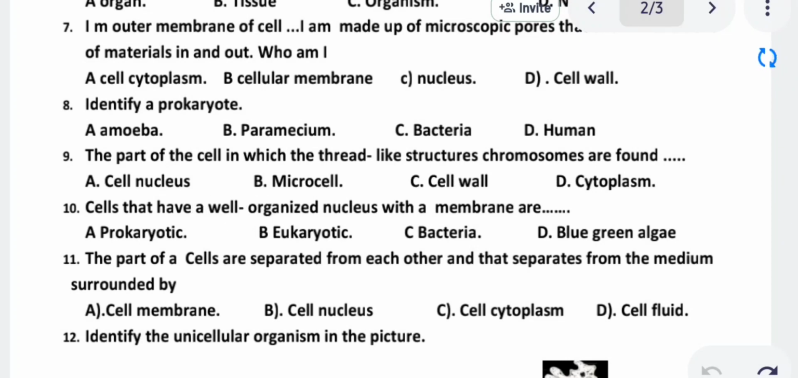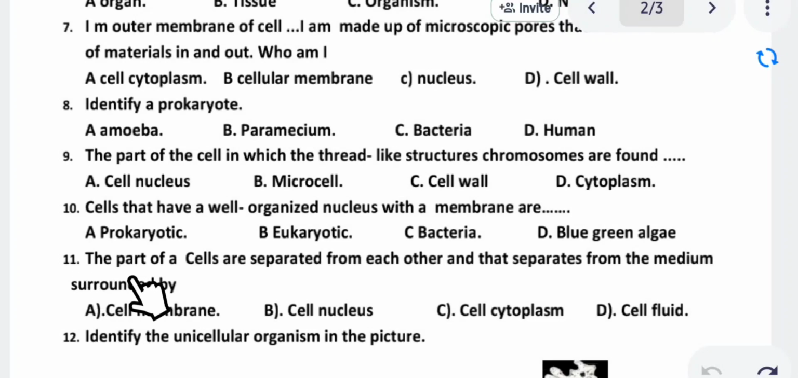And next question. Cells that have a well organized nucleus with a membrane are called prokaryotic or eukaryotic, we have to find out. The options are prokaryotic, eukaryotic, bacteria and blue-green algae. Here eukaryotes have a well organized nucleus, whereas prokaryotes do not. Prokaryote, bacteria, blue-green algae, all these do not have the well organized nucleus. Hence the answer is eukaryote.